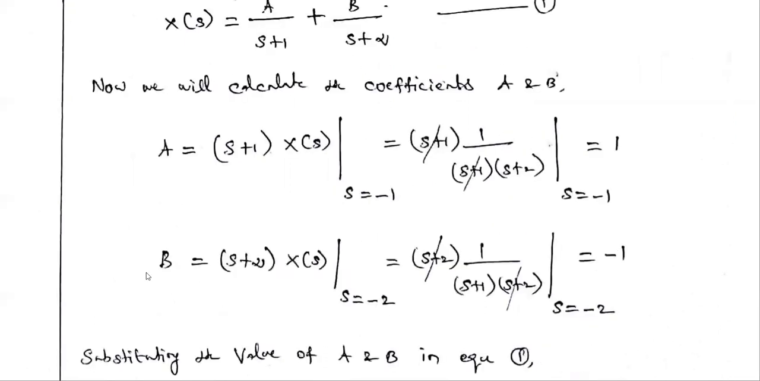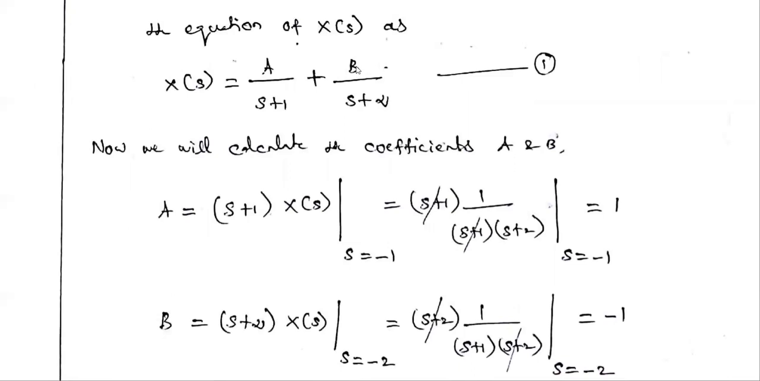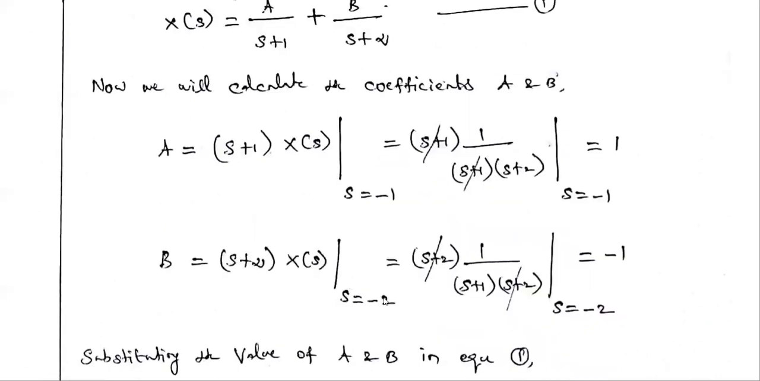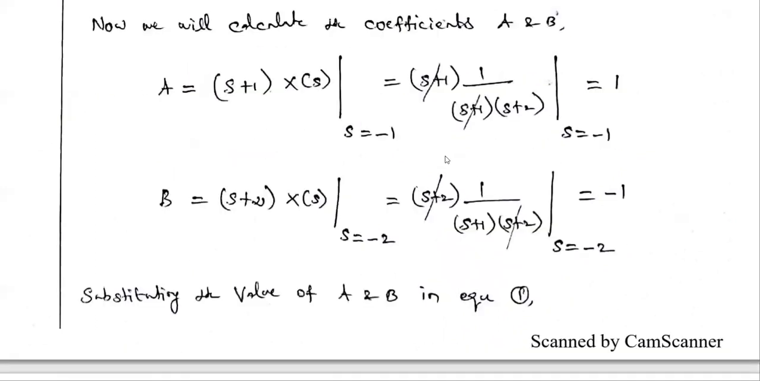Okay, similarly the b is calculated as, so what is the value under this b? S plus 2. So this s plus 2 multiplied with the total left-handed function x of s at the condition s is equal to minus 2. That is s plus 2 means what is the value of s? That s is equal to minus 2. Okay, so here s plus 2 cancels. So in the function 1 by s plus 1, in the place of s, you just substitute minus 2. So here we will get the value minus 1. So a is 1 and b is minus 2.